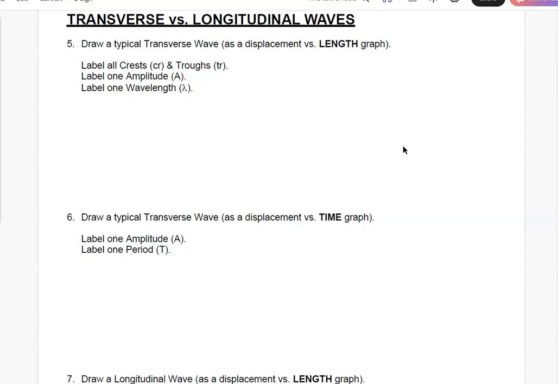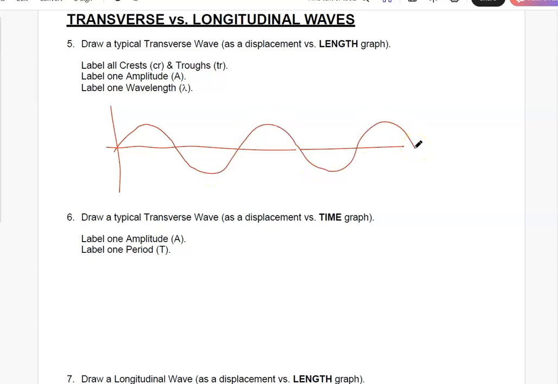So let's draw them here. We have our equilibrium position in the center. We have some displacement axis. Then we just draw the wave showing crests and troughs. There's a crest, trough, a crest, a trough, crest, etc.